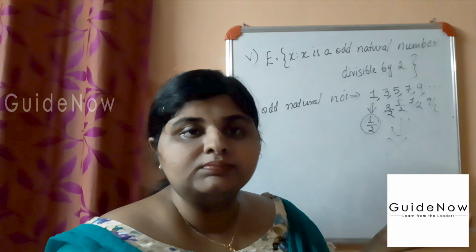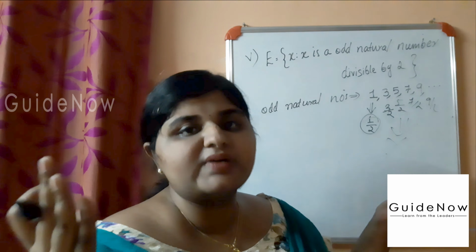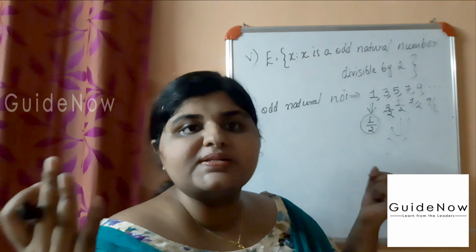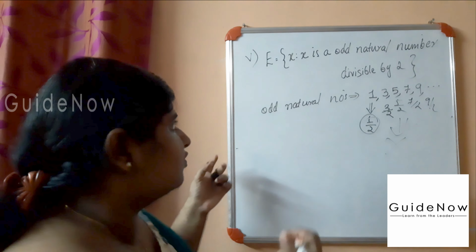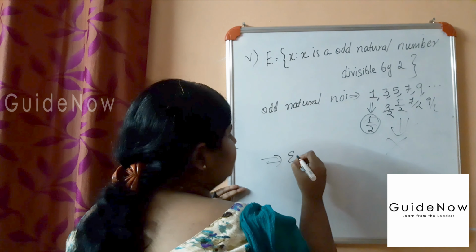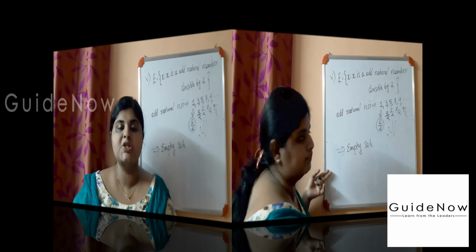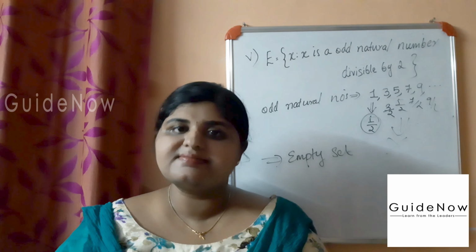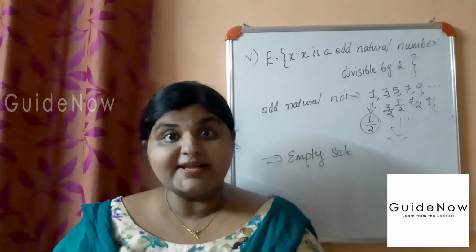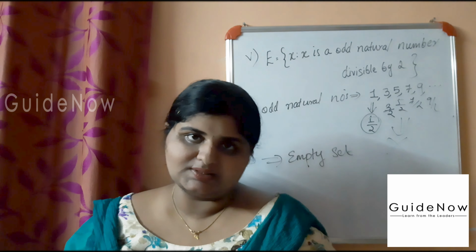So the set has no elements, because no odd numbers are divisible by 2. So this set is an empty set, or a void set. Okay. I hope you understood this session very well. In the next sessions we will discuss equal sets, subsets, etc. Thank you for watching.